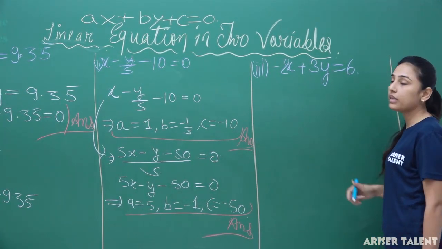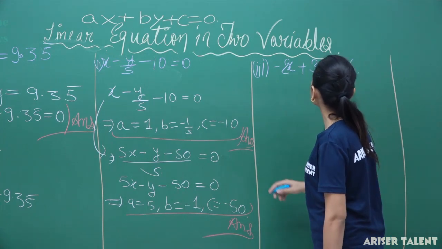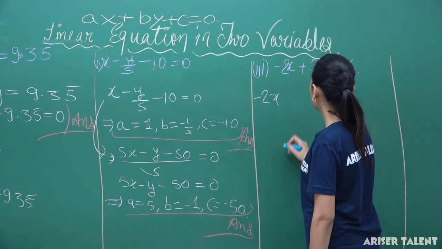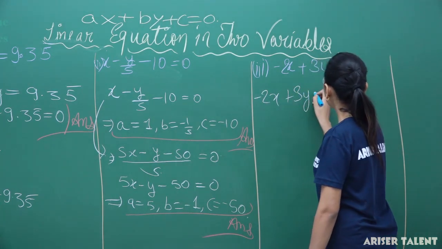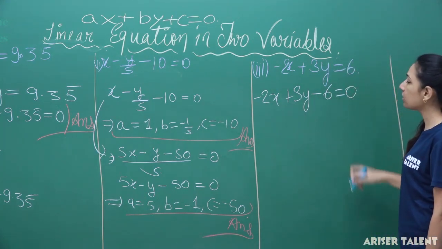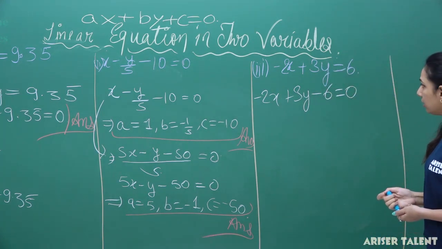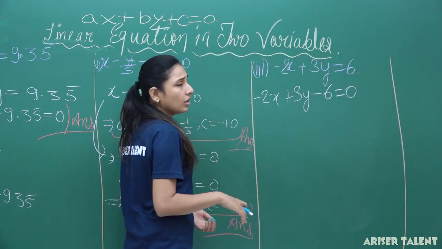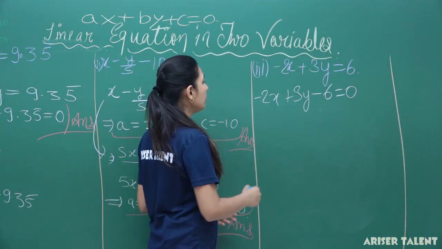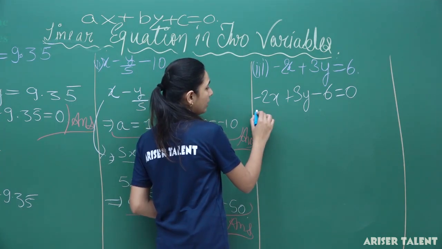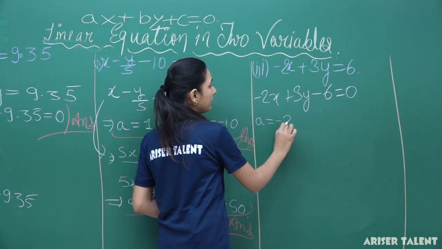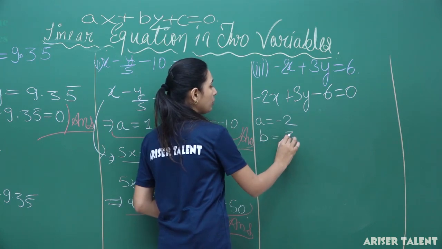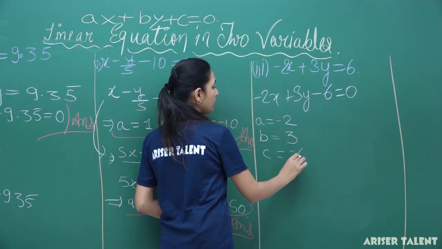Understood or not? Now next question: minus 2x plus 3y equals to 6. In this case, students, what we are going to do is minus 2x plus 3y minus 6 equals to 0. Okay, now just transpose the value. Now what will you do? From here you can say that the value of A will be minus 2, the value of B will be 3 and the value of C equals to minus 6.